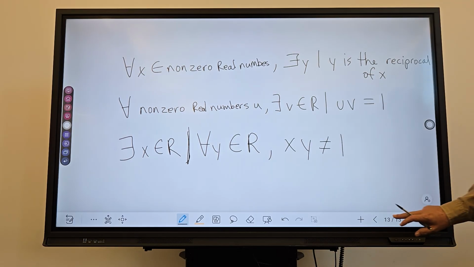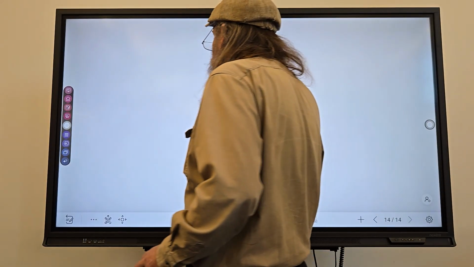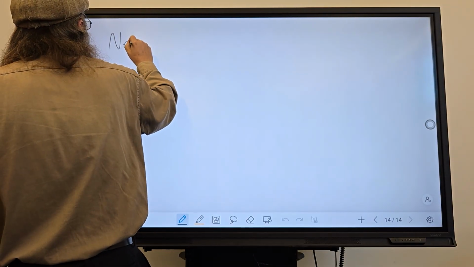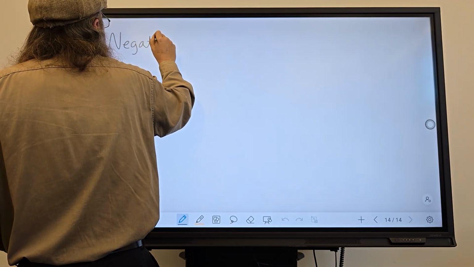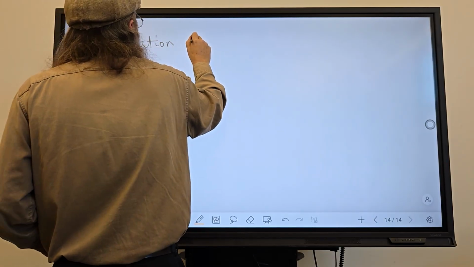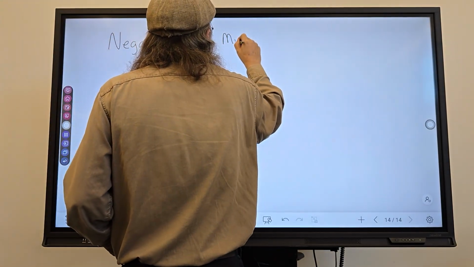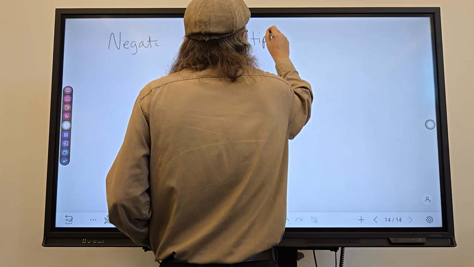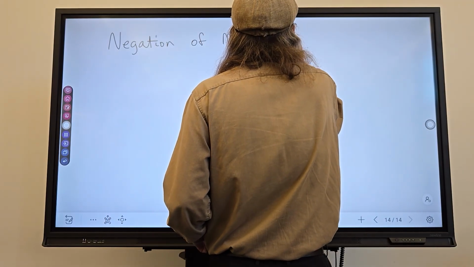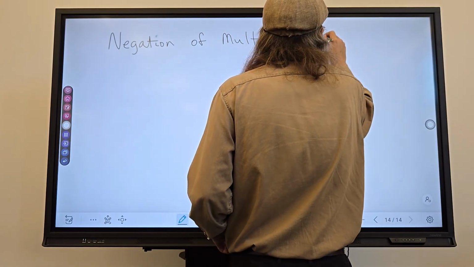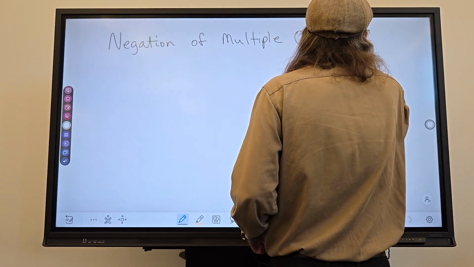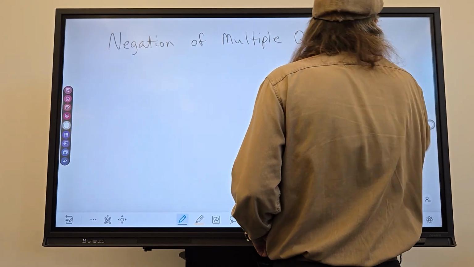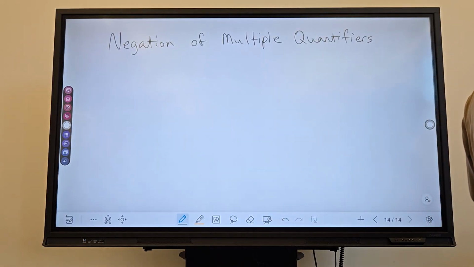Let's see here. Negation of multiple quantifiers. You can use the same rules to negate statements with several quantifiers that you use to negate simpler quantified statements.